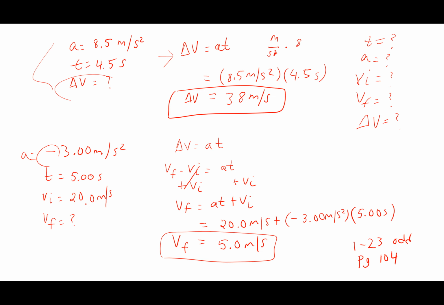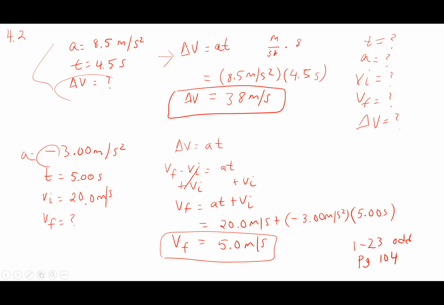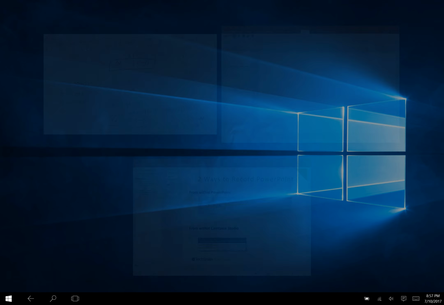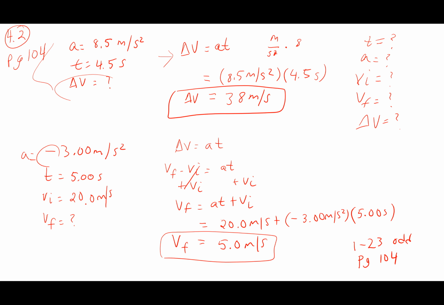Alright, so this was 4.2. 4.2 on page 104 is the problems, okay? Alright, so the next thing we're going to talk about, and the last thing on this lecture, is going to be 4.3, and it's on page 105. And we're going to build on to that equation that we've been working on. This time we're going to talk about uniformly accelerated motion in free fall.